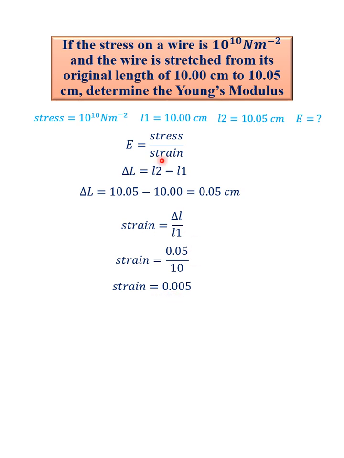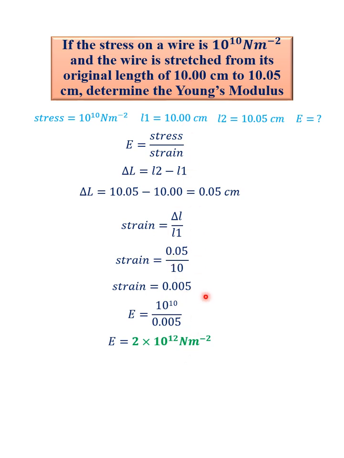Now we know the strain, let's come back to calculate the Young's modulus, which is stress, 10 raised to power 10, divided by strain 0.005. If you put this value into your calculator, you are going to obtain 2 times 10 raised to power 12 Newton per meter squared. This is the unit of this Young's modulus because it is simply the unit of stress. Strain has no unit, so it maintains the unit of stress. So the Young's modulus is 2 times 10 raised to power 12 Newton per meter squared. And that is the answer to this question.